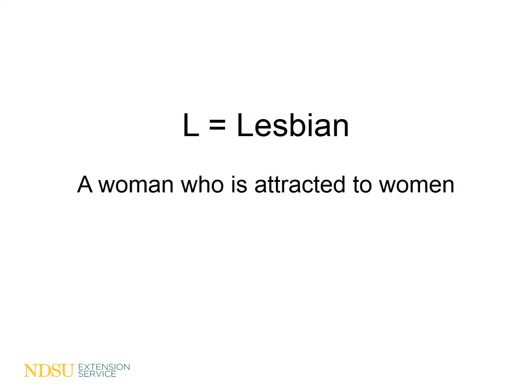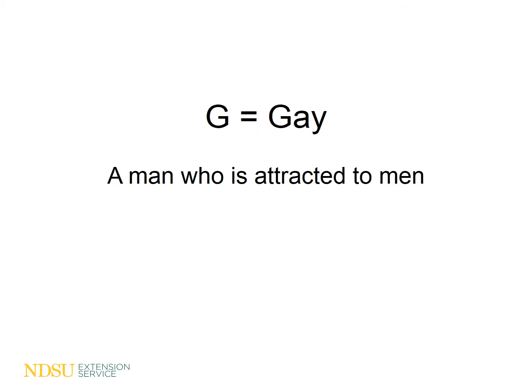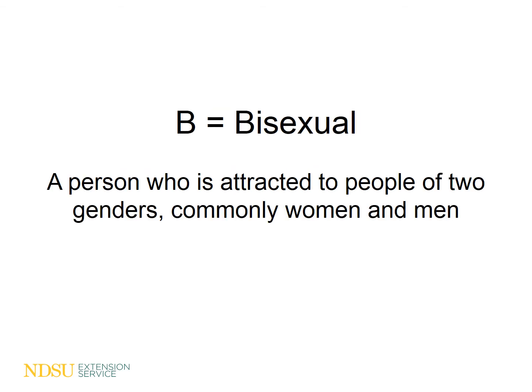The first letter is L, and L refers to lesbian, and a lesbian is a woman who is attracted to other women. G. G refers to gay and means a man who is attracted to men. B. B refers to bisexual and means a person who is attracted to people of 2 genders. Most often we think of someone who's attracted to men and women.